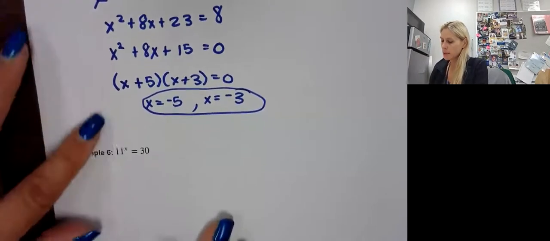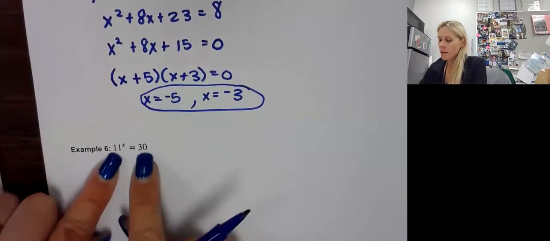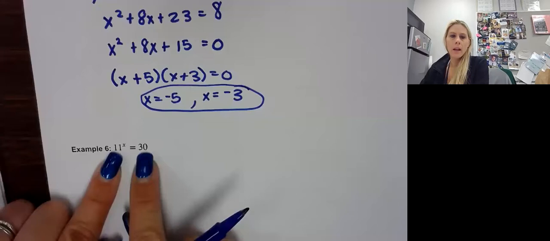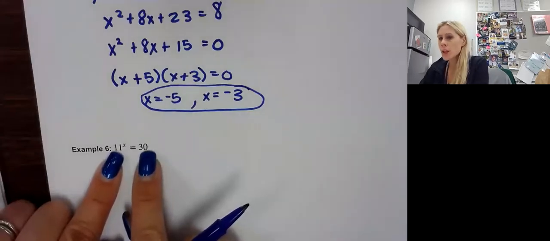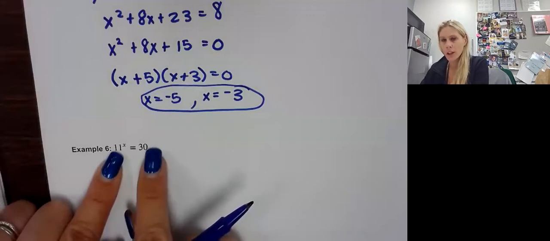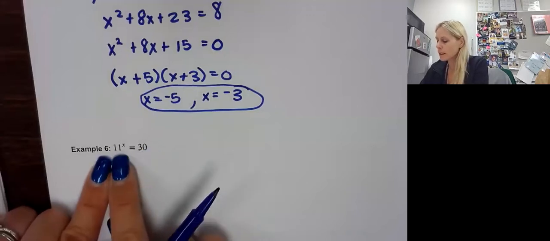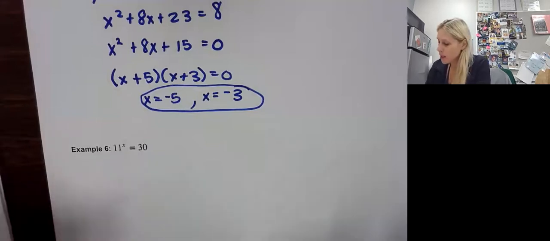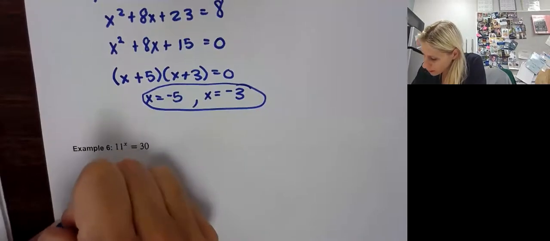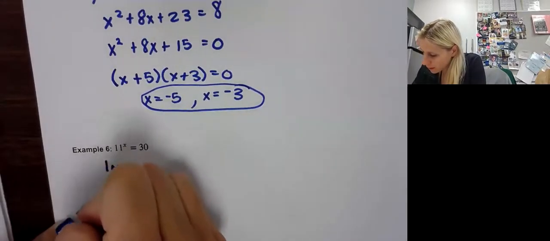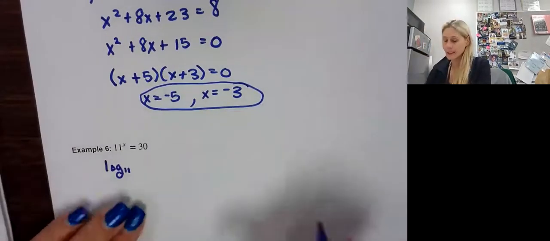All right, our last one here. First of all, I see 11 to the x equals 30. Those bases don't work very well. Okay, and that's 30 to the first. So I'm just going to look at this base 11. How do you get rid of base 11? You log base 11 both sides.